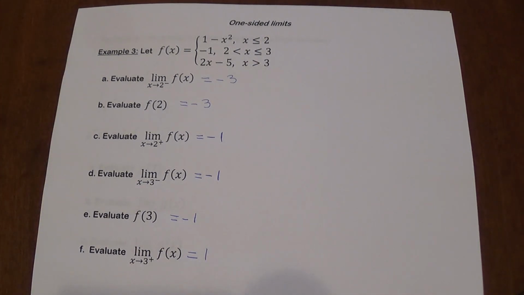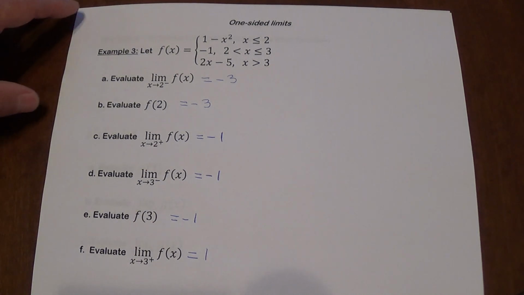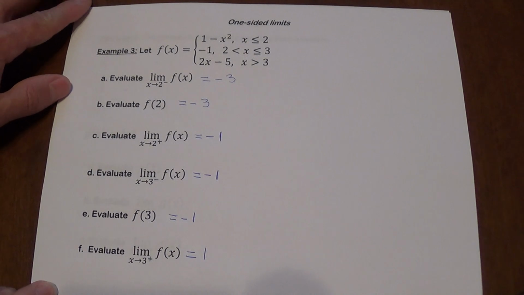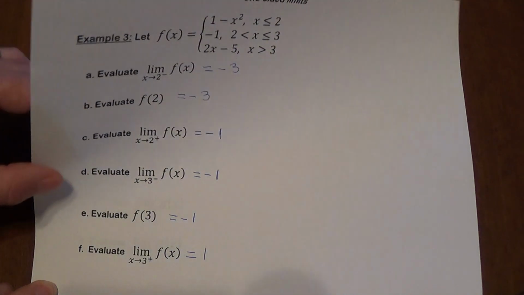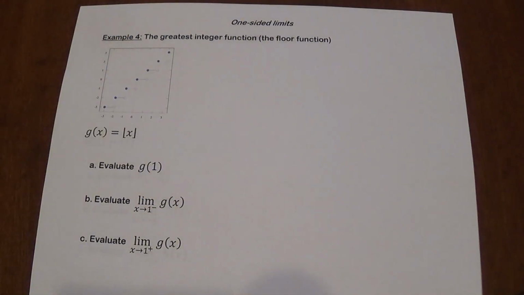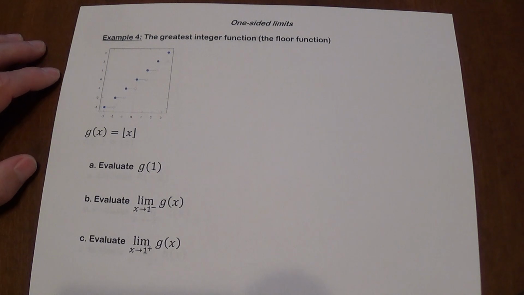There are a couple more functions that are commonly used as textbook examples, and I'm going to show you those. So one of those functions is what they call the greatest integer function, or the floor function. This is the function where the input is a real number, and the output is going to be an integer that is less than or equal to the given value of x.